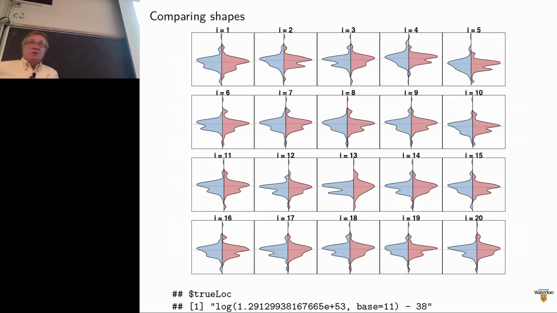Which of these look least like the others, or which has the pink looking least like the blue? So have a look. I'm going to want a show of hands in a moment. See if you can pick one that you think they look least alike, or that graphic looks least like the other 19. Everybody got one? Okay, let's do a quick show of hands.